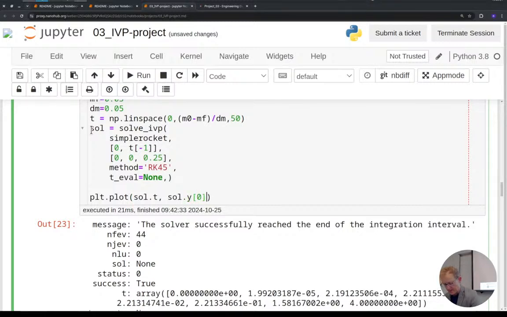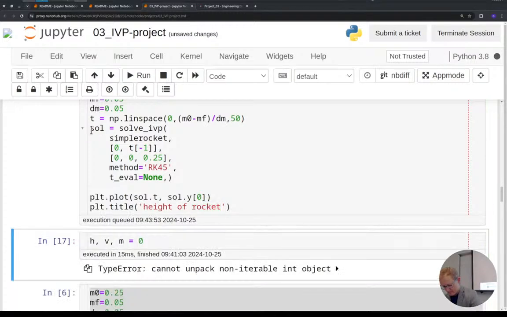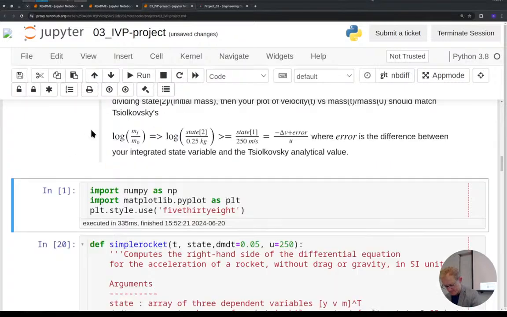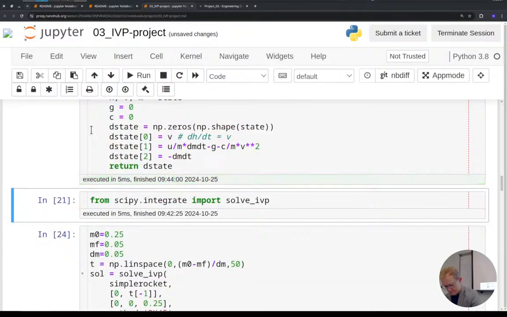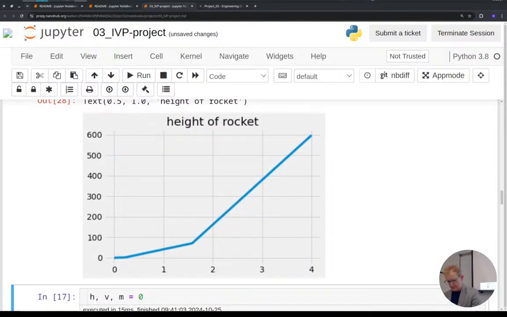And if I want to look at just the height, I should probably have... we didn't get a lot of solution.